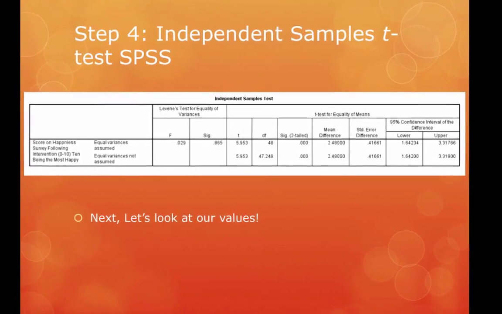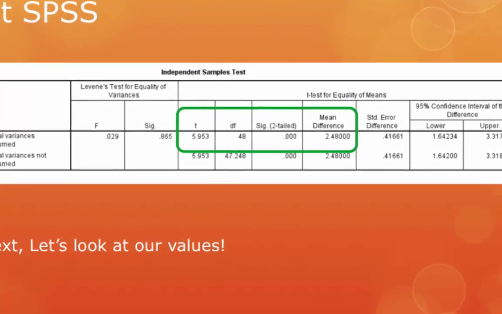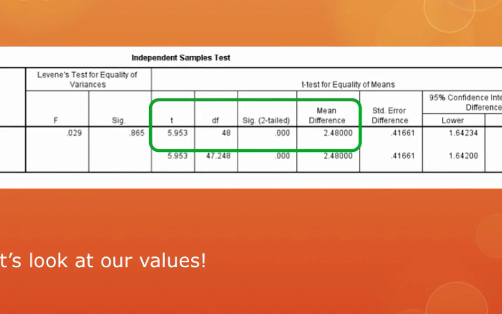So let's look at our values here. If we're looking at the top row, we see our t-statistic is equal to 5.953, essentially 5.95. So we see our degrees of freedom is 48. And let's pause for a moment. Do you remember what the formula is for degrees of freedom for independent samples t-tests? n1 plus n2 minus 2.